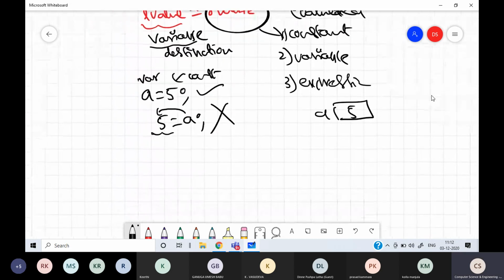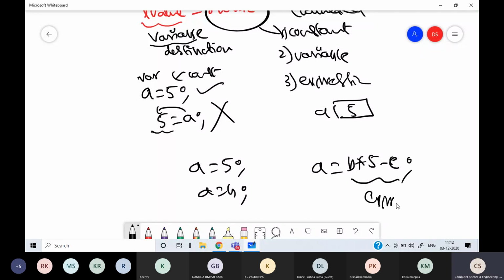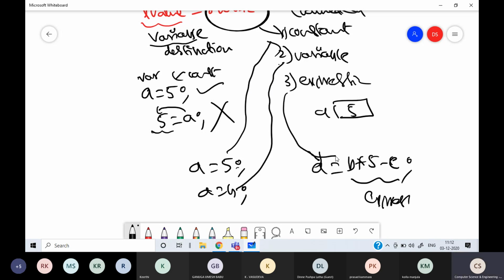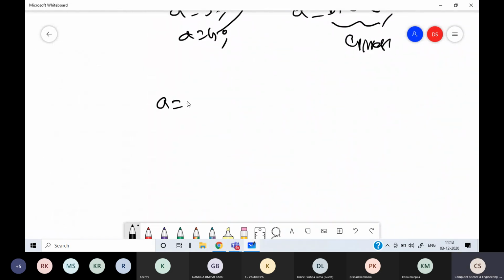Now when I take the R value, the important thing is that the L value must be a variable, because it is the taker, the destination. I can write A equals to B. I can write A equals to I minus C. So the R value can be a constant, a variable, or an expression.